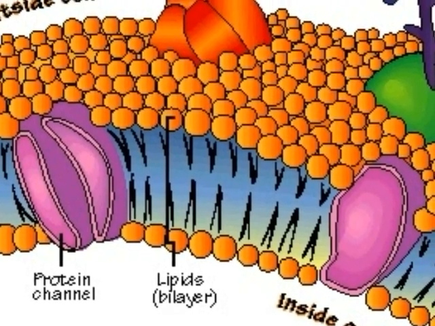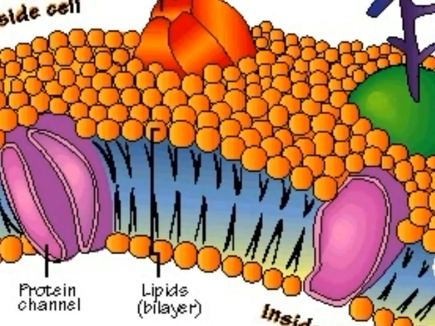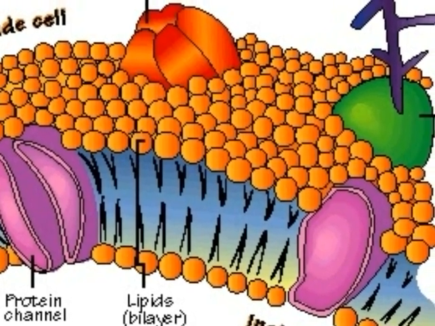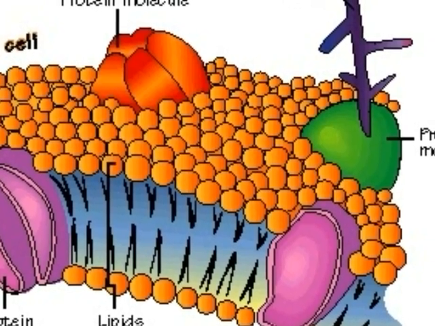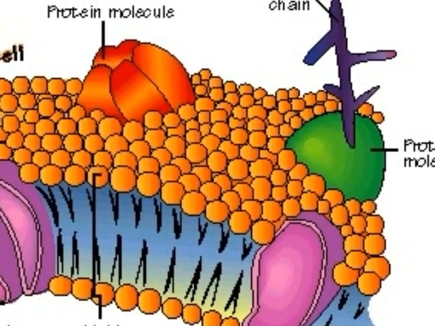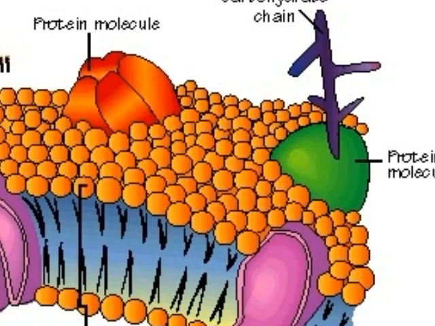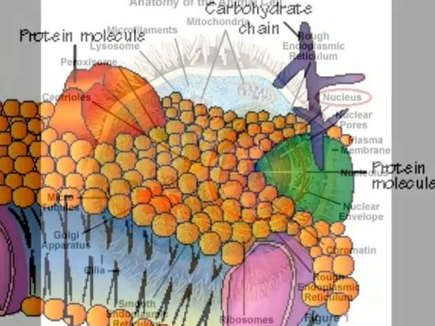There are two types of transport through the membrane: active transport and passive transport. Active transport requires energy from the cell. Passive transport requires no energy from the cell.